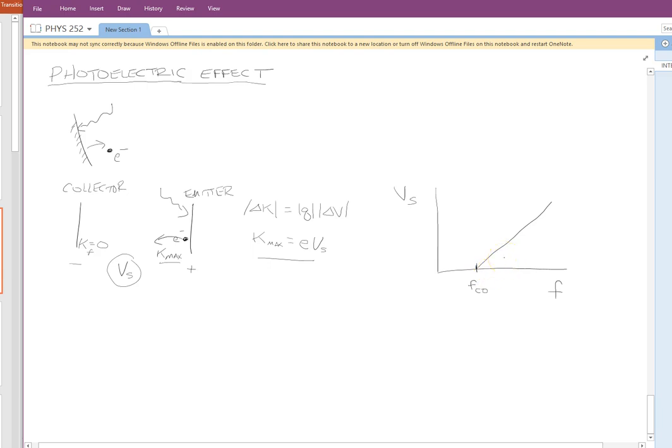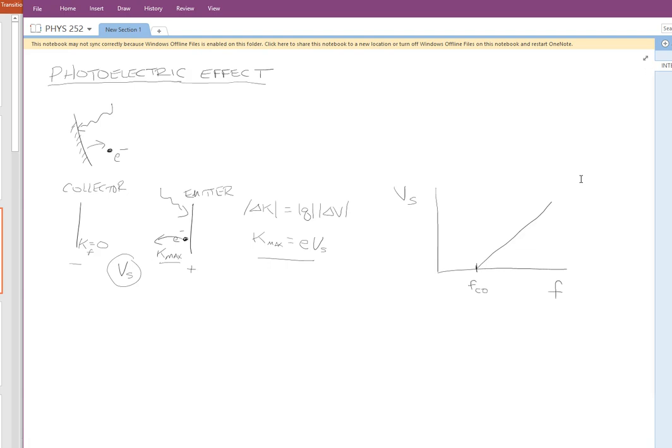Remember, we made the observation that for a given metal, there is this cutoff frequency below which there just aren't any photoelectrons, so there's no stopping potential because there aren't any photoelectrons being ejected. And if you increase the frequency beyond the cutoff frequency, you find out that there is this linear increase in stopping potential.